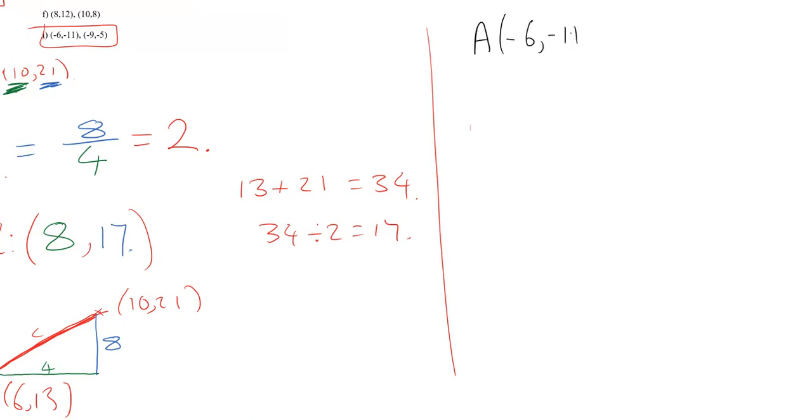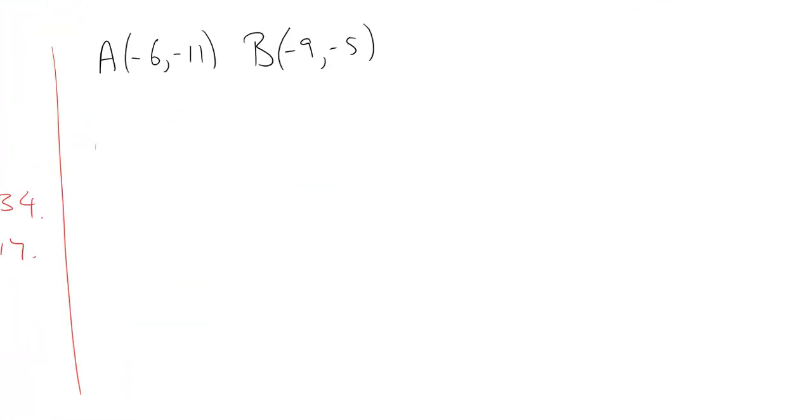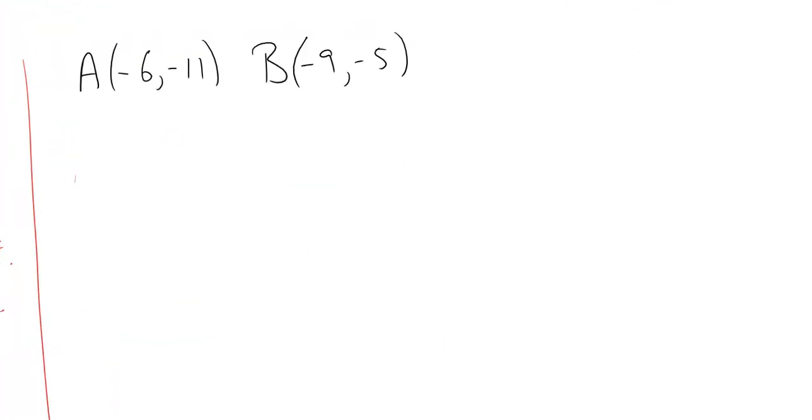And let's call the second coordinate point B, so (-9, -5). Now, we'll be a bit more formal this time. You've had a sort of an explanation as we've gone along as to why things are working. But let's start off then by looking at the gradient.